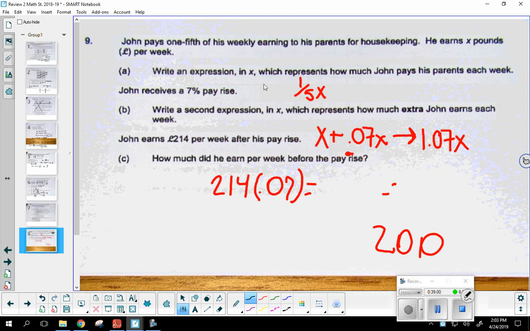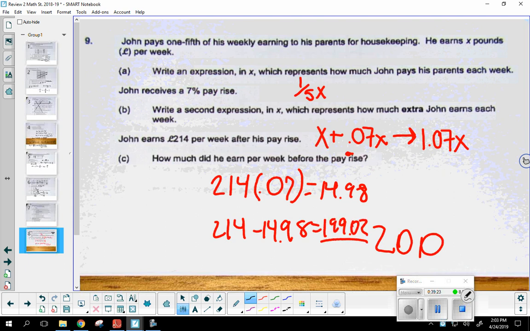I think as far as the strategy goes, I would still absolutely give that to you. Again, I can't speak for the grader on the test. What I did, I just said 214 equals 1.07x, and then I divided by the 1.07. So basically that's 107% of whatever it is that you have.